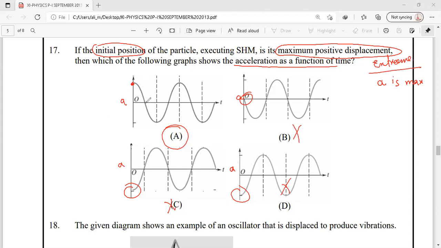It decreases and becomes zero at the mean position. This is extreme, this is mean, and it moves in the direction of negative displacement, and its acceleration becomes negative maximum at the other extreme position. So option A is the right answer.